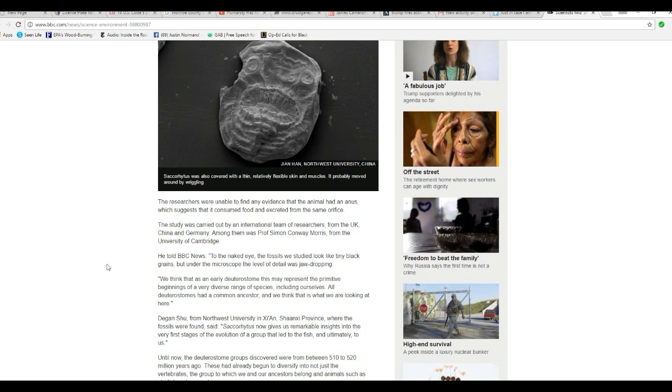Researchers were unable to find any evidence that the animal had an anus, which suggests it consumed food and excreted it from the same orifice. Ew. The study was carried out by an international team of researchers from UK, China, and Germany. Among them was Professor Simon Conway Morris from the University of Cambridge. Cambridge again. Wow. He told BBC News the naked eye fossils we studied look like tiny black grains, but under the microscope the level of detail was jaw-dropping. Yeah, my jaw's dropping all right out of boredom.